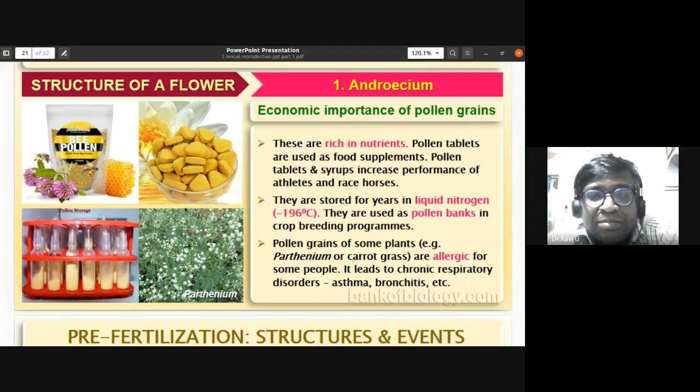So pollen grains of some plants like Parthenium or carrot grass.